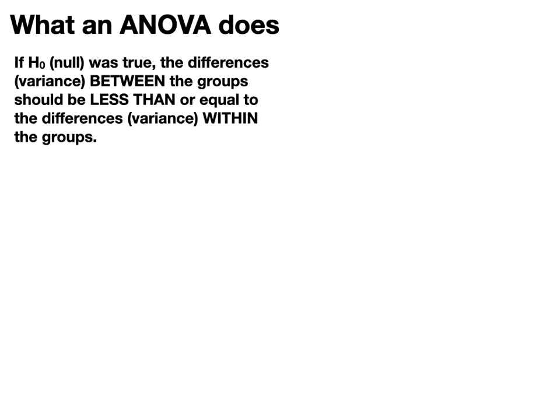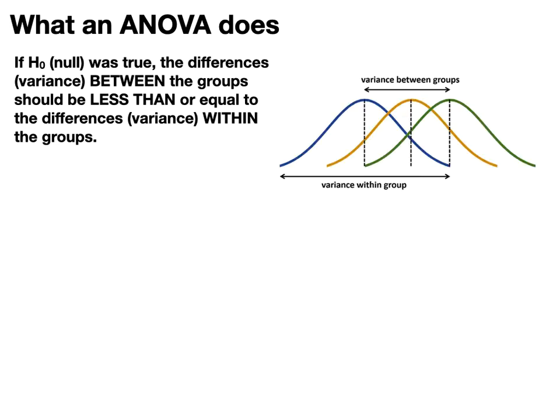Okay, so let's get into what an ANOVA does. If the null hypothesis is true, the differences or the variance between the groups should be less than or equal to the differences or variance within the groups. And so looking at these kind of cartoon histograms, the variance within the groups is like the spread of each group histogram, and the variance between the groups is the spread or the distance between the group means.